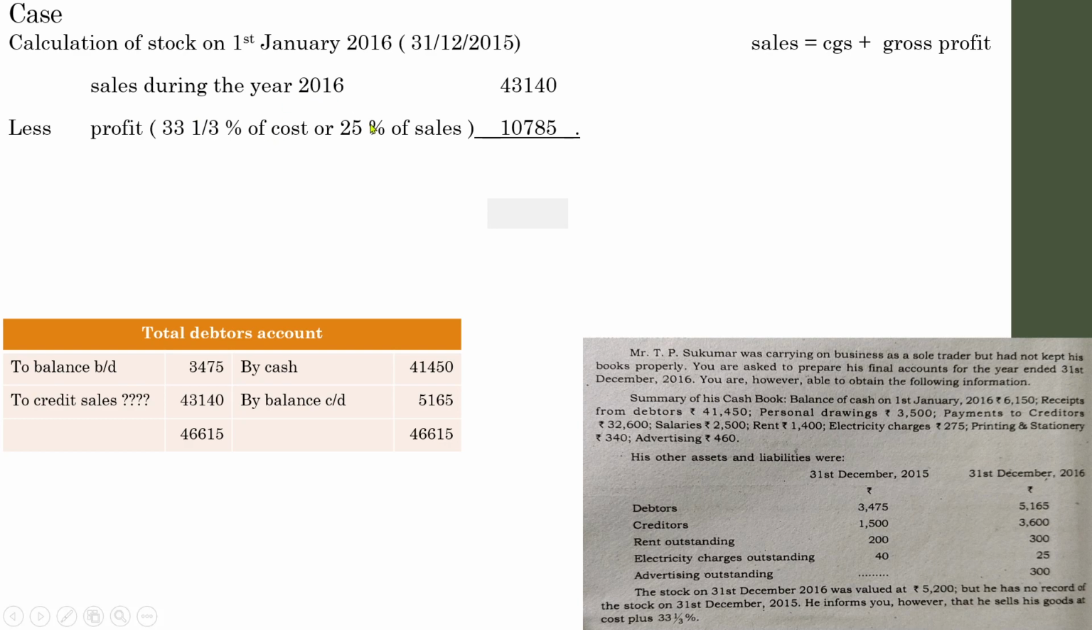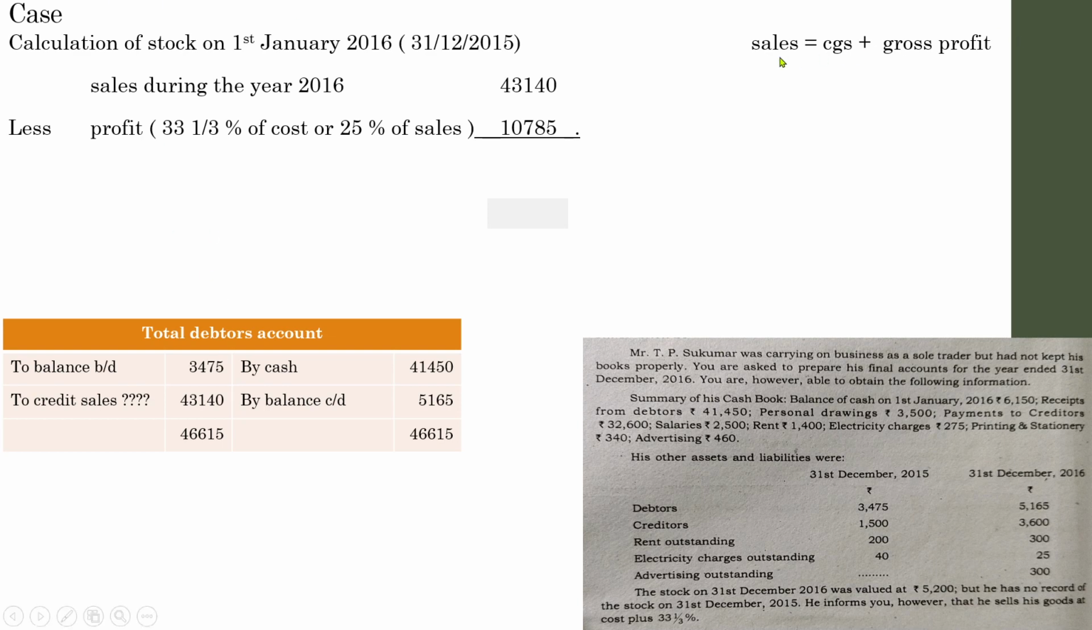Let us do the other step, that is 33 1/3 percentage of cost is always equal to 25 percentage of sales, and the sales amount is already there. So take the 25 percentage of 43,140, you will get 10,785. So now we have sales and profit.